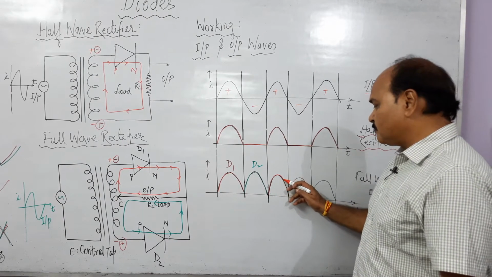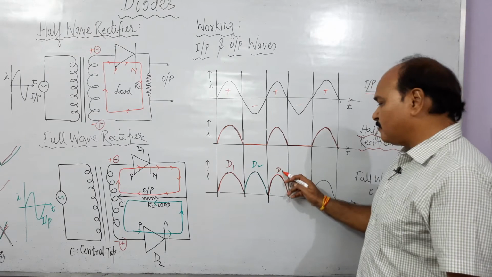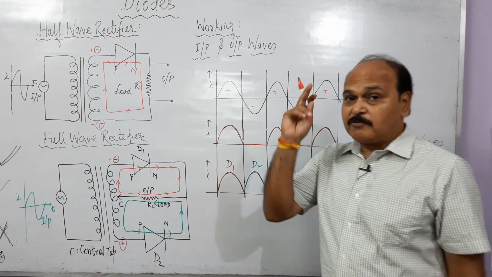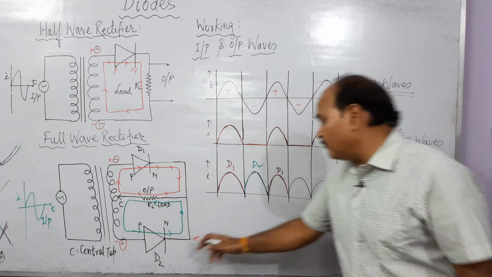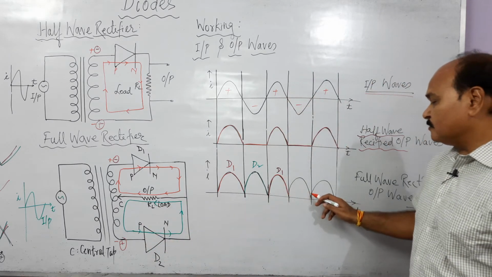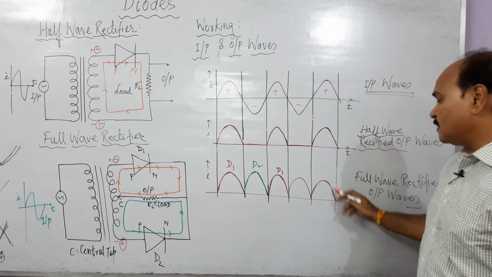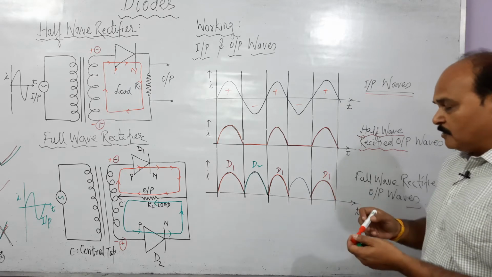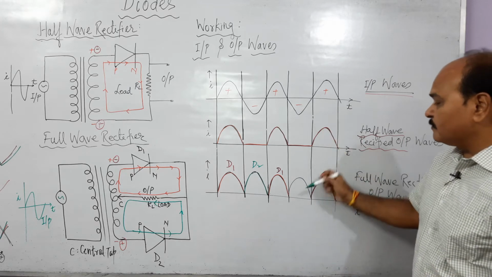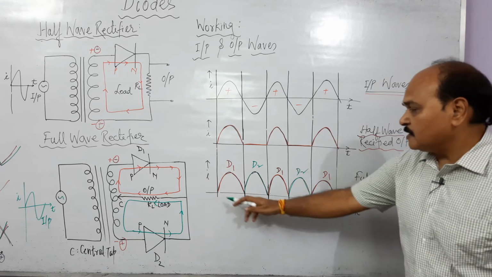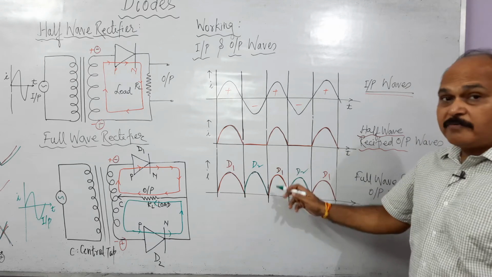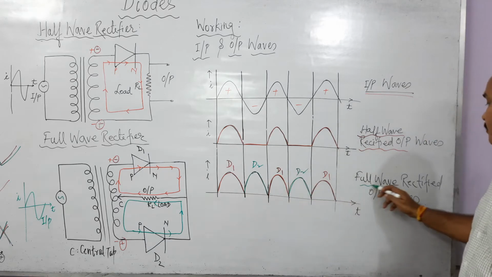So corresponding to every positive half, the current flows because of diode D1, and corresponding to every negative half, the current flows because of diode D2. So all these are the currents because of diode D1, and in between, for negative halves, the currents are because of diode D2. So this is the full wave rectified output wave.